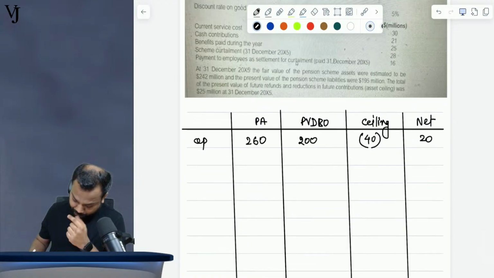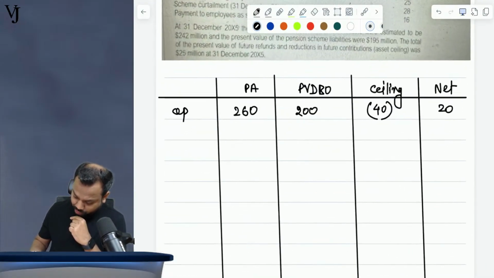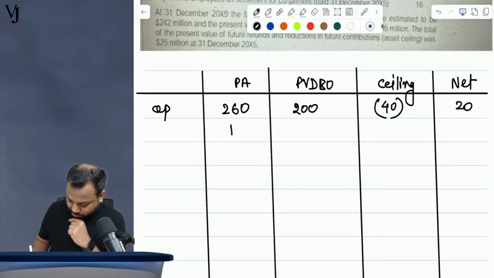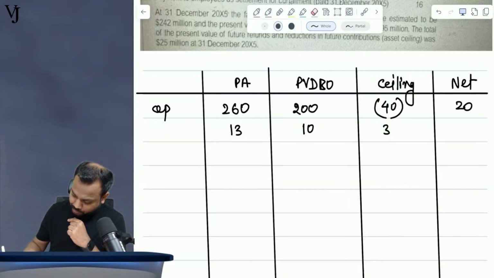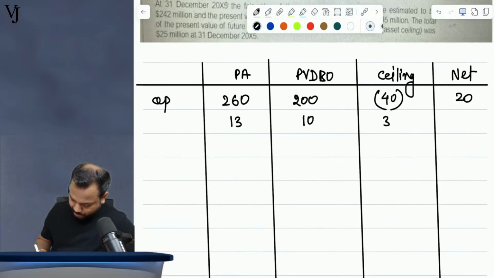Now further, the discount rate is 5%, so the interest rate is 5%. 5% of 260 is 13. 5% of 200 is 10. So 13 minus 10 is 3. Then this is interest.